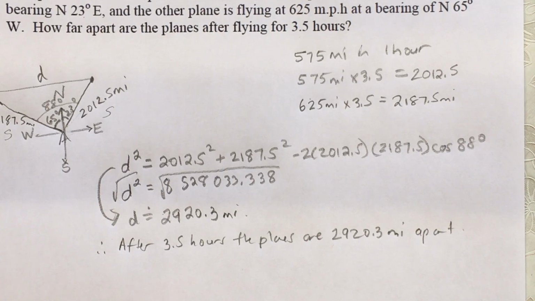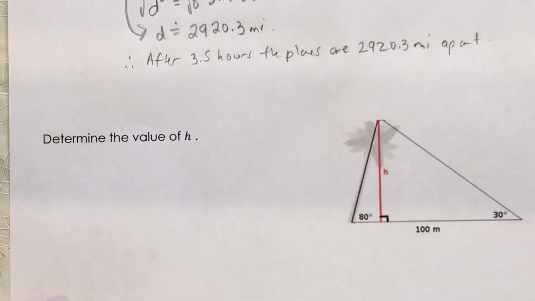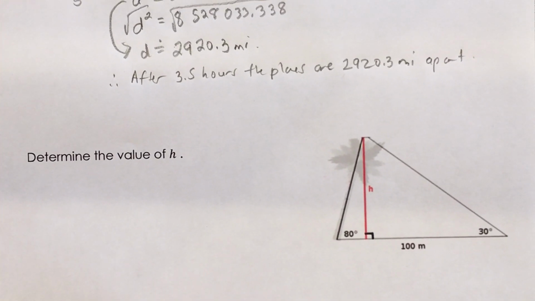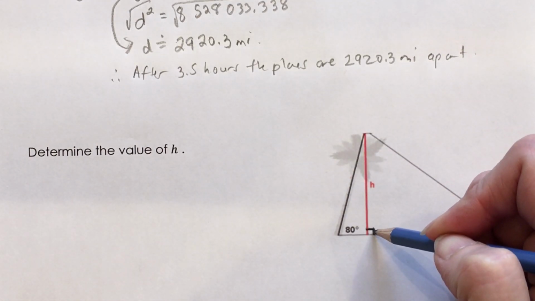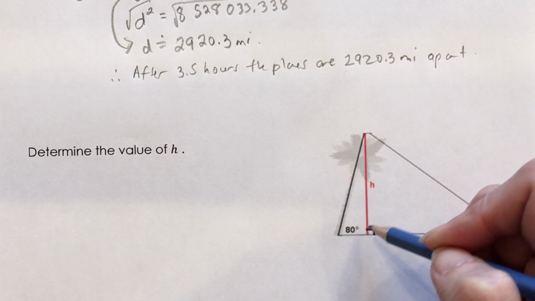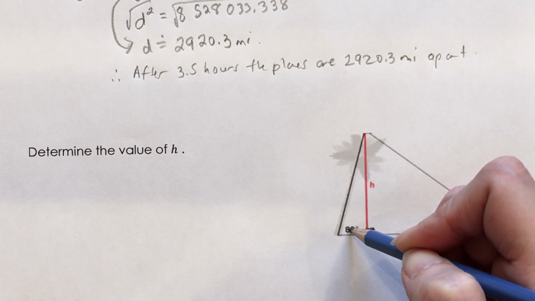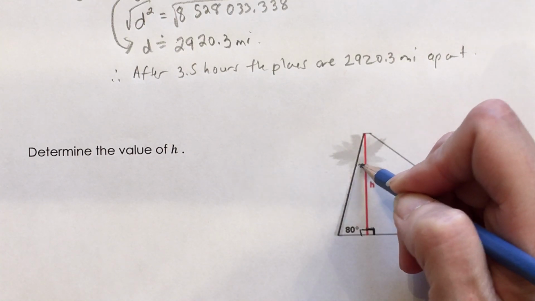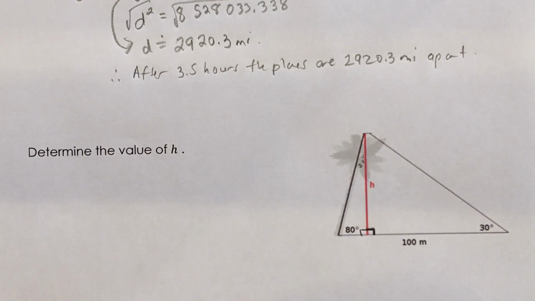Okay. And our last question. Determine the value of h. So h is part of a right angle triangle, but so this is going to be 90 degrees as well. And we know this is 80. Guess we'd know that this one up here is 20. But we don't know any of the 3 sides right now.